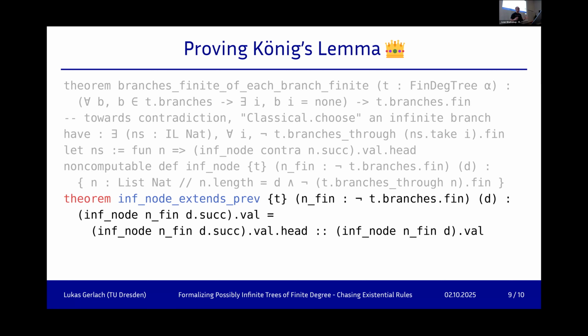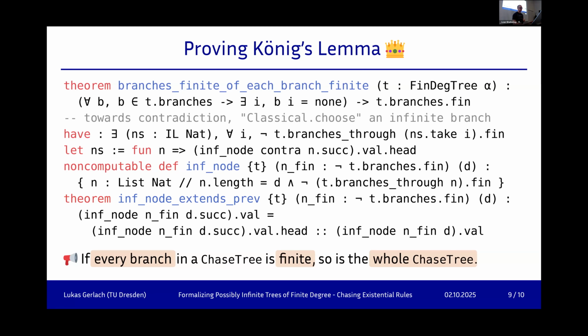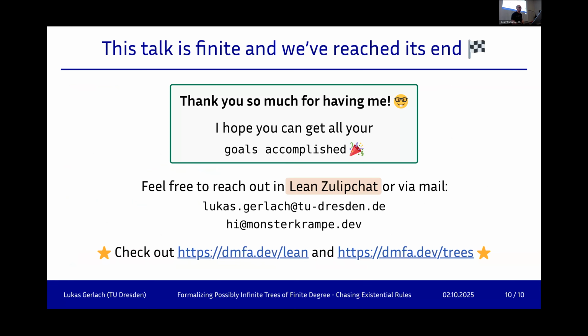And once we have that, those are the essential ingredients to prove the actual statement. And if you're interested in the details, you can, of course, look into the repo to see how this fits together. And for the chase trees, we just get the corresponding result for that, which is nice. So if every branch in the chase tree is finite, then the whole chase tree is, which is what we like. And that should be all from my side.